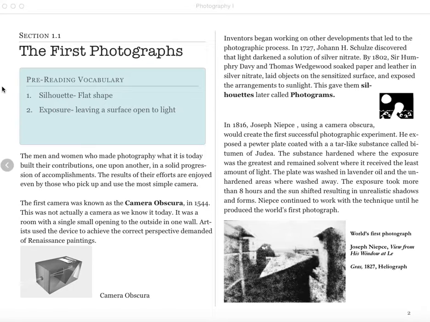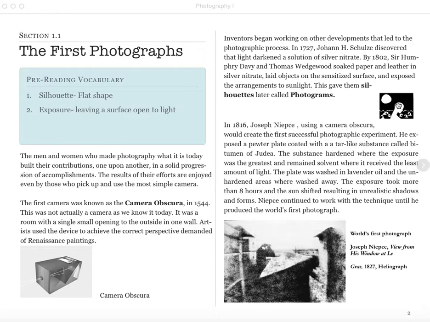Inventors began working on other developments that led to the photographic process. In 1727, Johann H. Schulze discovered that light darkened a solution of silver nitrate. By 1802, Sir Humphrey Davy and Thomas Wedgwood soaked paper and leather in silver nitrate, laid objects on the sensitized surface, and exposed the arrangements to sunlight. This gave them silhouettes, later called photograms.